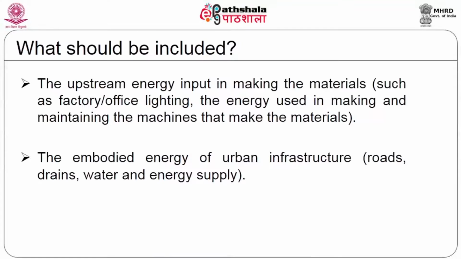That's where you need to have locally available materials so that you reduce the transportation embodied energy. Also included is the upstream energy input, such as factories. Steel is made in factories, the factory has lighting, and there is energy used in making and maintaining the machines that make the materials. So all this gets included. It is not just the energy required to make the material, it is also the running cost of the factory, and the materials which are part of it. Embodied energy for urban infrastructure is huge. Roads, drains, water, energy supply, all this is also part of the embodied energy.